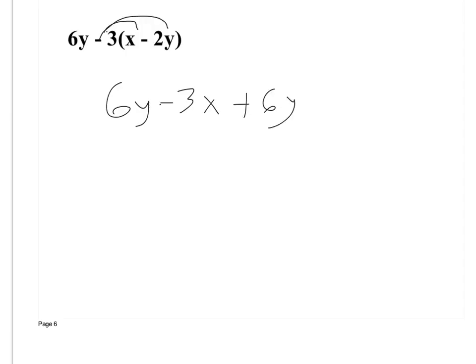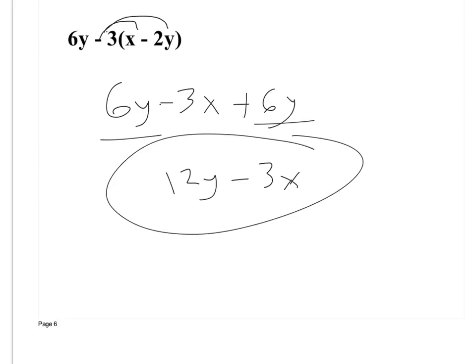Now, can I simplify this? So I look for like terms. I've got 6y and 6y. Brittany, what would be 6y plus 6y? Not 1. 6y plus 6y is 12y. Good. Sierra, can I do anything to minus 3x? No, so I just drop it down. There's my answer. Good. Any questions on how to do that?